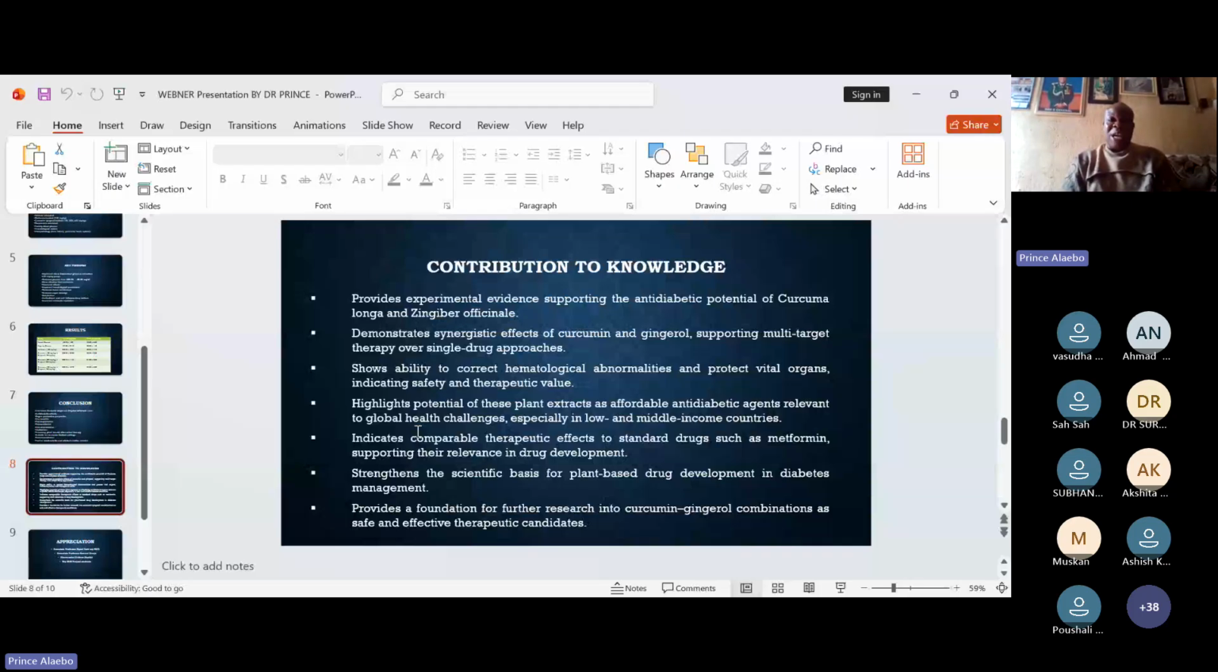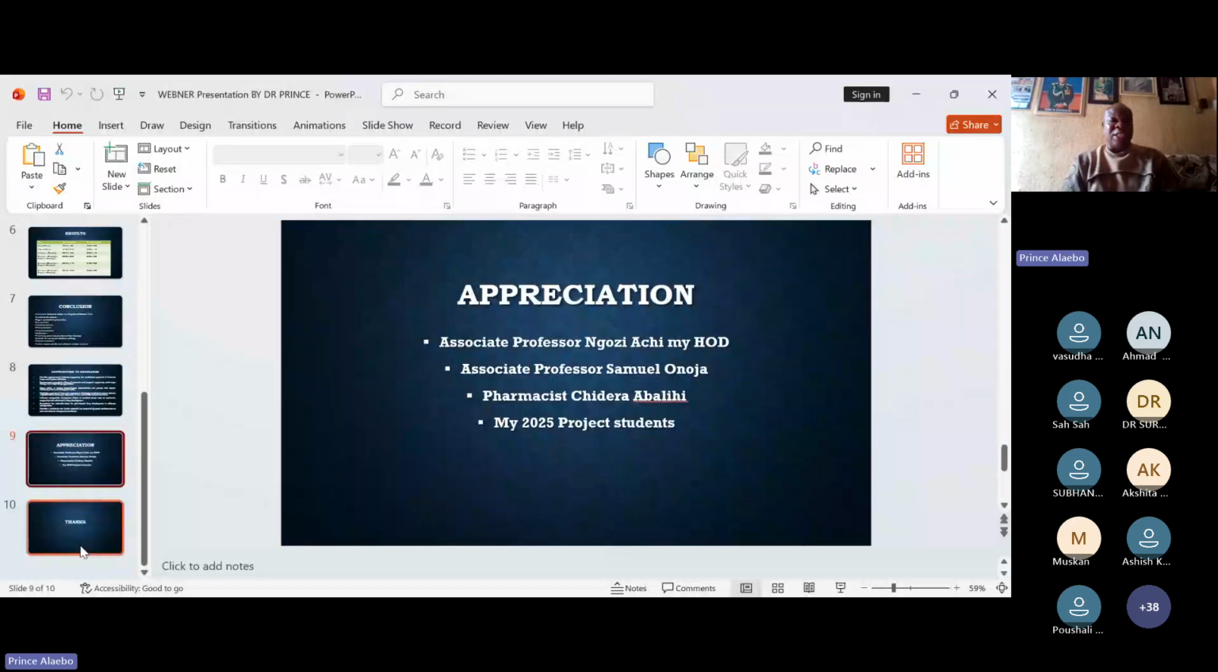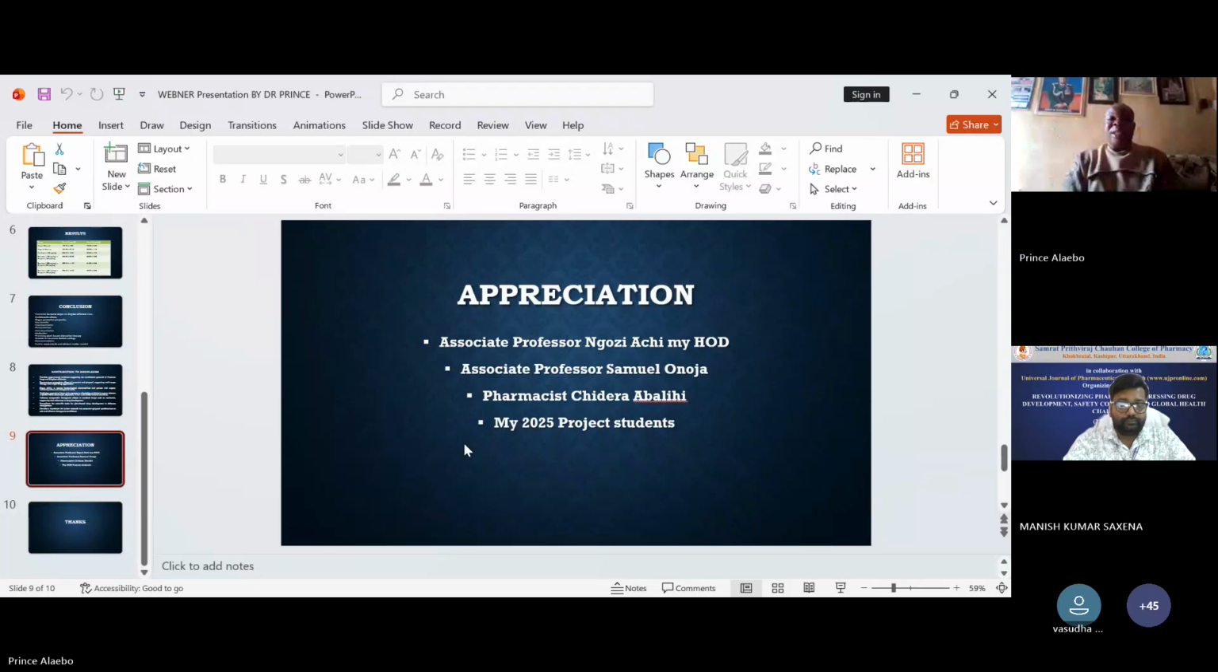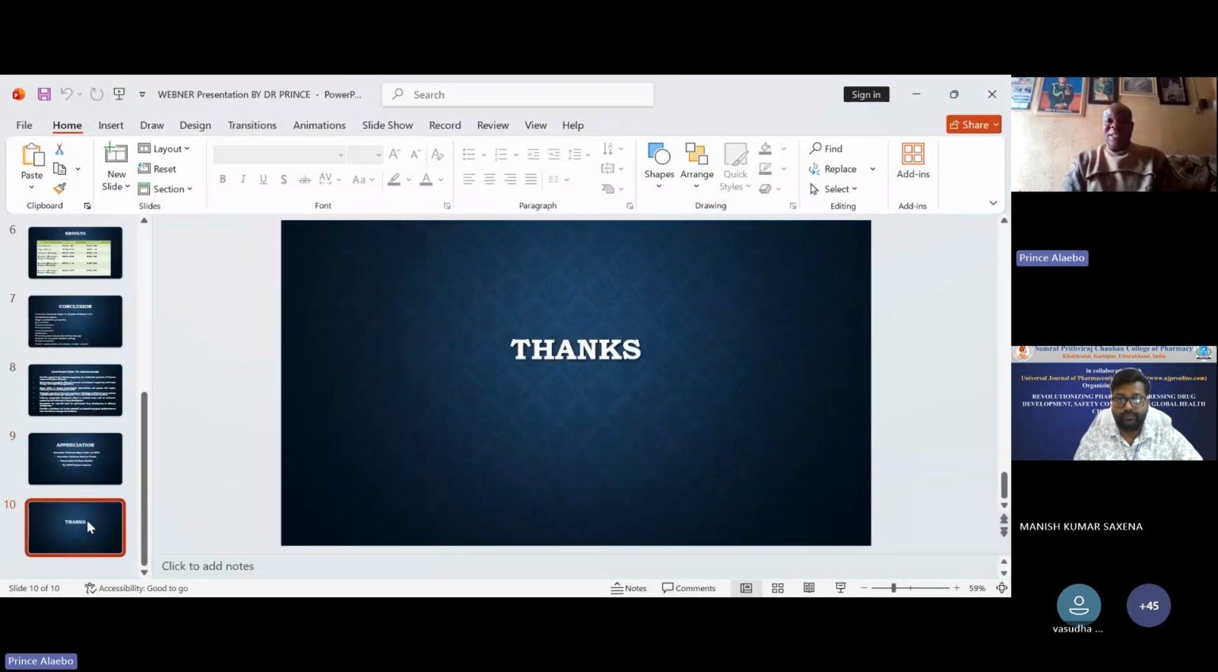I want to appreciate my colleagues, Associate Professor Ngozi Achi, my HOD, for providing a conducive lab and environment for this research, and also Associate Professor Samuel Onoja for assisting us in laboratory analysis. I also want to appreciate pharmacist Chidera Balihi for assisting us in silico docking, and my project students of 2025 sets. You guys are wonderful. Thank you very much. Thank you.